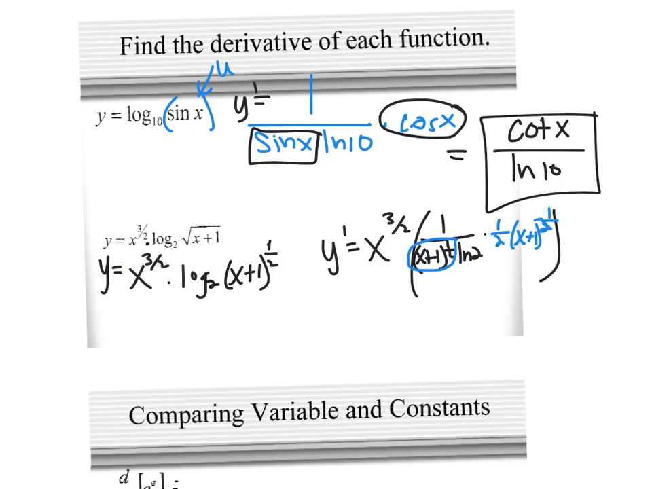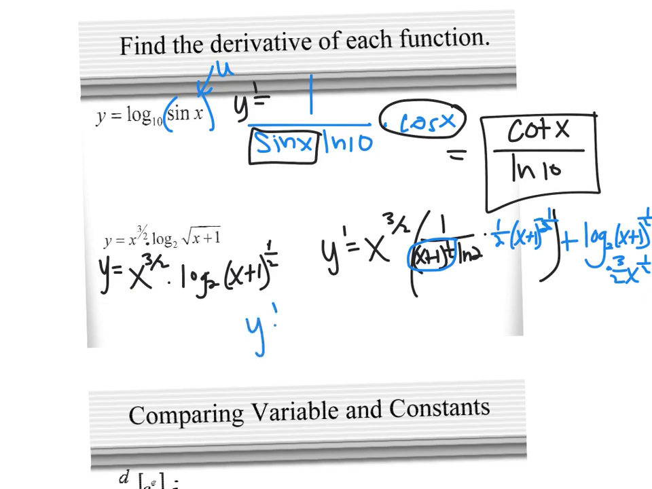So that was first times the derivative of the second, plus the second, so log base 2 of x plus 1 to the 1/2 times, sorry, that's supposed to be times, the derivative of the first, so 3/2 x to the 1/2, okay? So I'm just going to clean it up again a little bit.